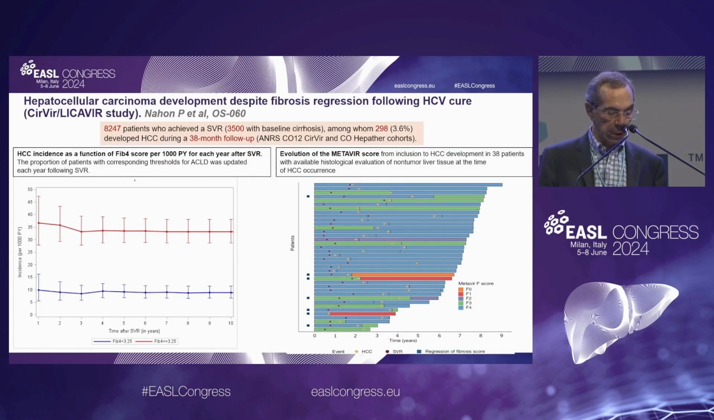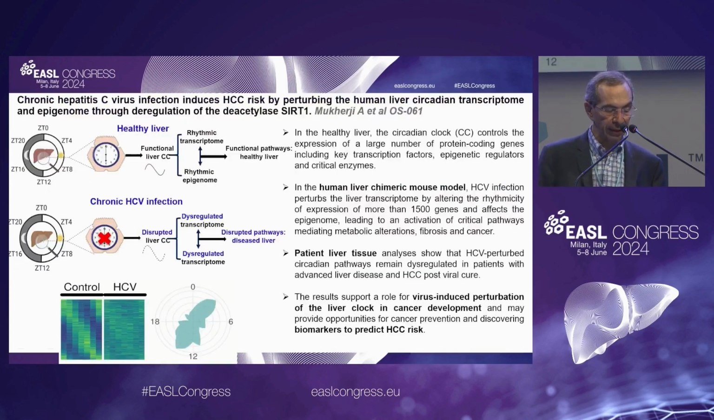The French study from Dr. Naon, with two different cohorts comprising more than 8,000 patients who achieved SVR. Among them, almost 300 patients developed HCC. And what they showed in that study is that HCC may develop following HCV cure despite fibrosis regression. And this highlights the need for new predictors of HCC in patients who had cured HCV infection.